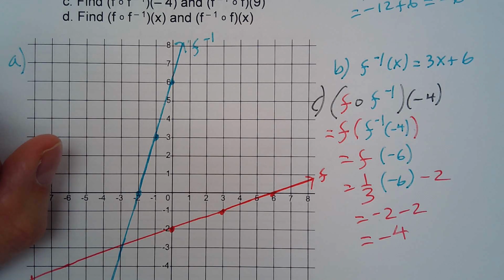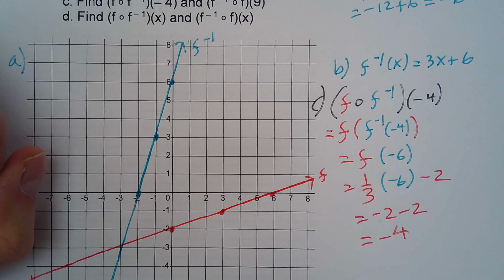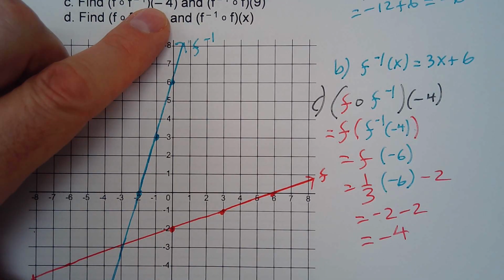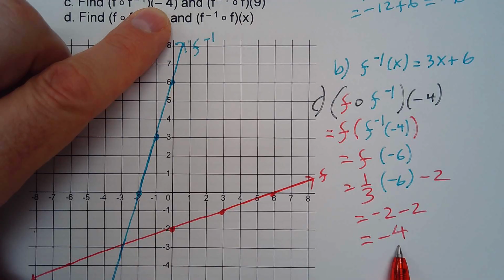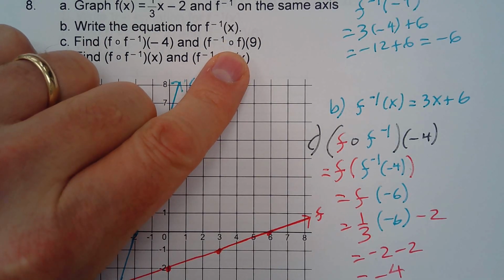Now remember what inverse functions are. An inverse function undoes what the original function does. It does the reverse operations in reverse order. So if I'm doing -4, if I take this composition, I should get back where I started. Same thing should happen here when I do this one. Let's try it.